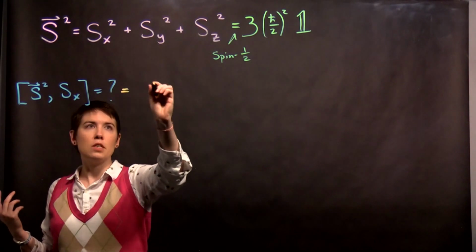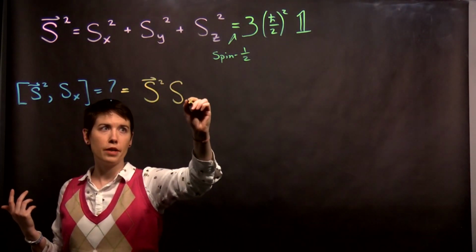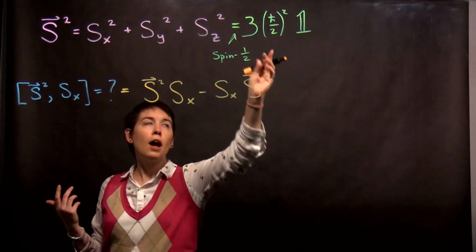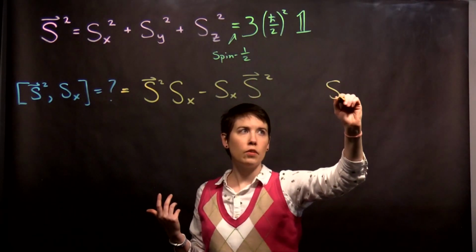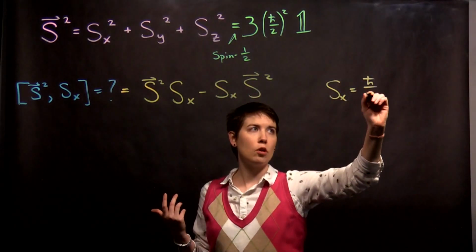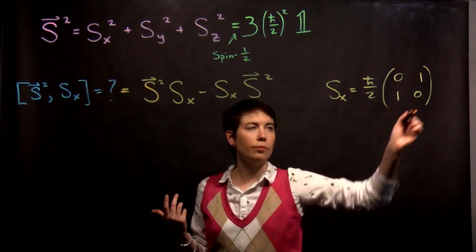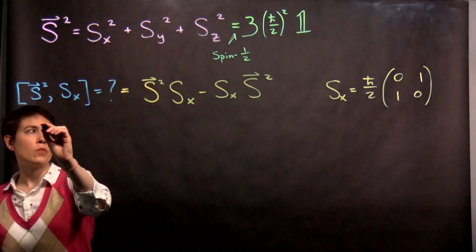So how would we do this? Well, that's going to be the first operator times the second operator minus the second operator times the first operator. And so we've written the operator up there. I've left it from before. We need to know what Sx is, and that's h bar over 2, and then this is the one with 1s on the off diagonals.